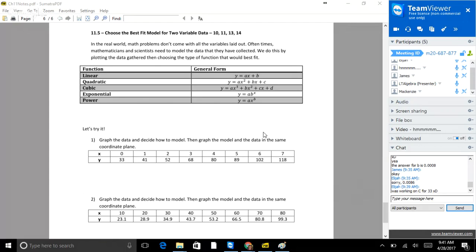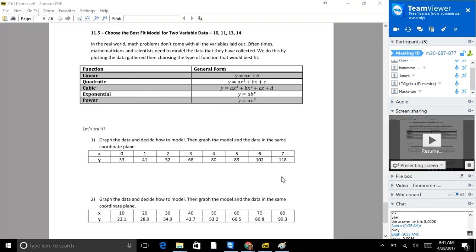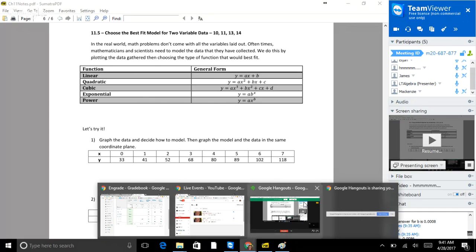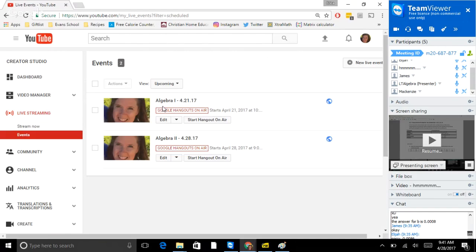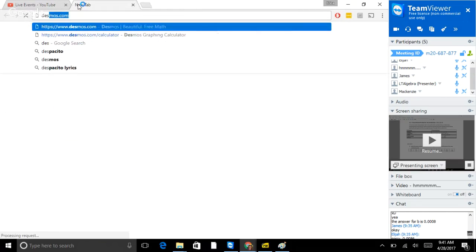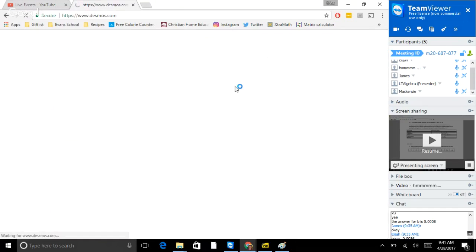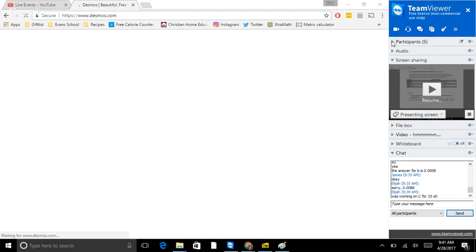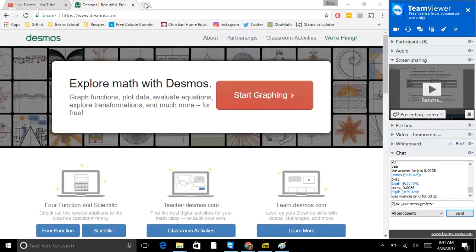So let's switch to Desmos. Give me 1 second here. Pause my screen. Switch over to Desmos. Hopefully you guys are all still awake. I know the bell curve was thrilling.